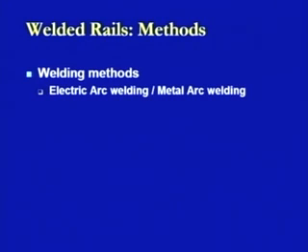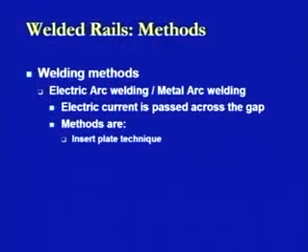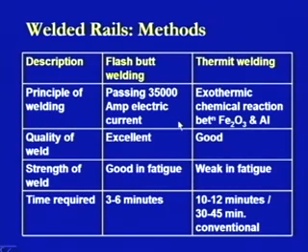Then there is another method, electric arc welding or metal arc welding. In this case, the two butting sections of the rail are treated as two different terminals, where the electric current will be passed through these two terminals across the gap. This electric current may be passed using different methods: the insert plate technique, or the Sharon process, or the enclosed space technique. Using any of these methods, we can do electric arc welding or metal arc welding, though this is again lesser in use.